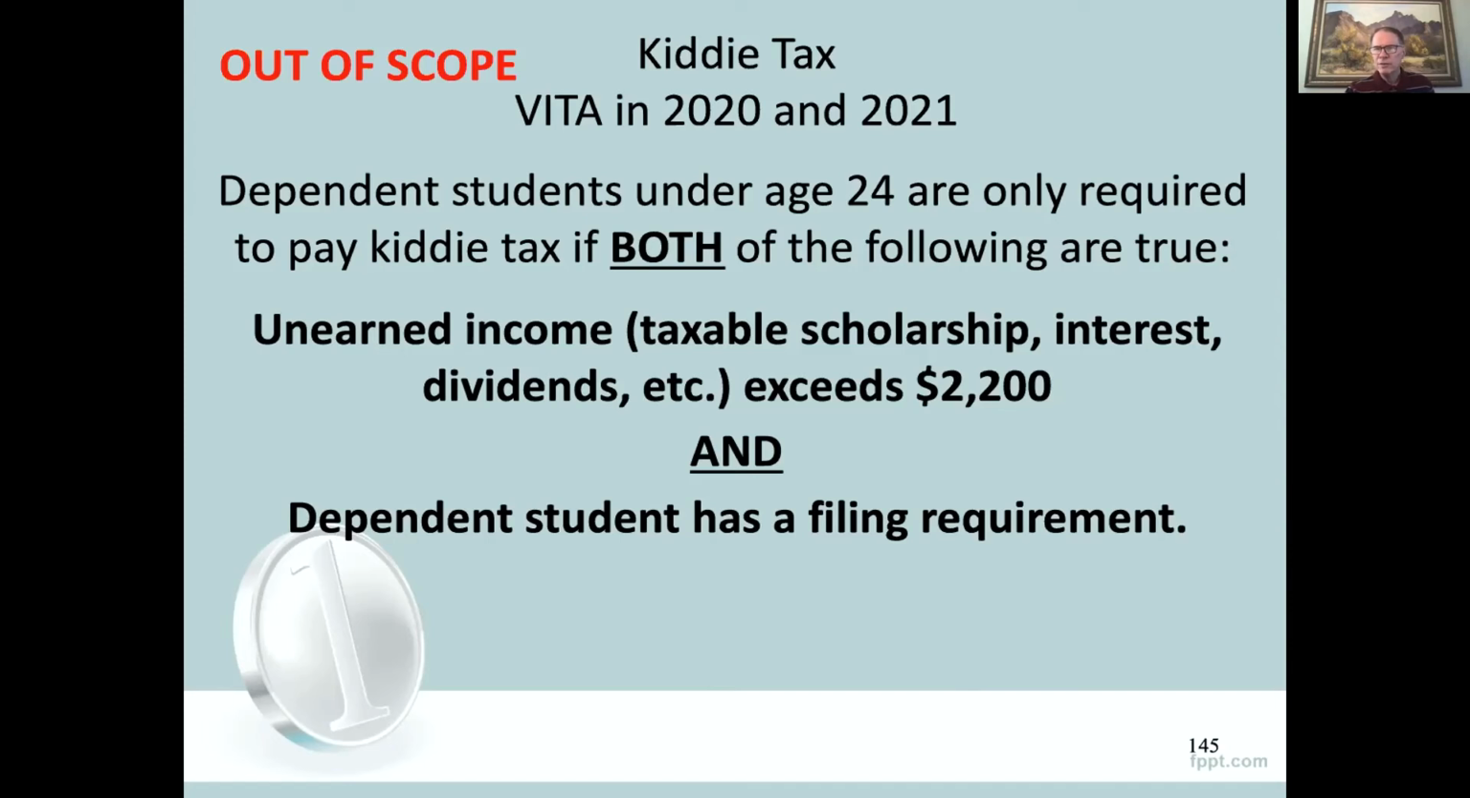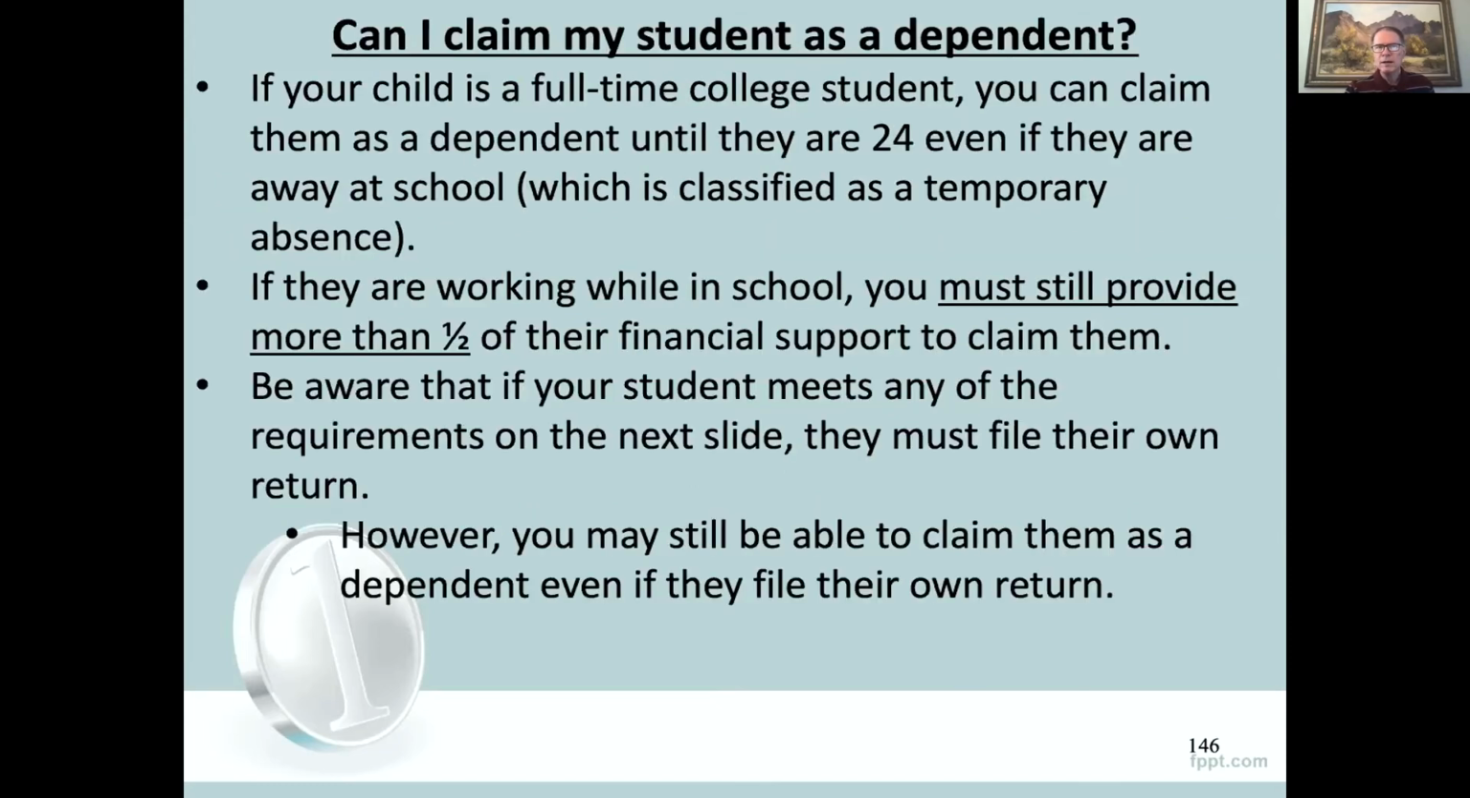Doesn't happen very often because most of the time when the kid's in college, they won't fulfill that dependent student has a filing requirement, but sometimes it does. Now, if your child's a full-time college student, you can claim them as a dependent until they're 24, even if they're away at school, because that's a temporary absence.